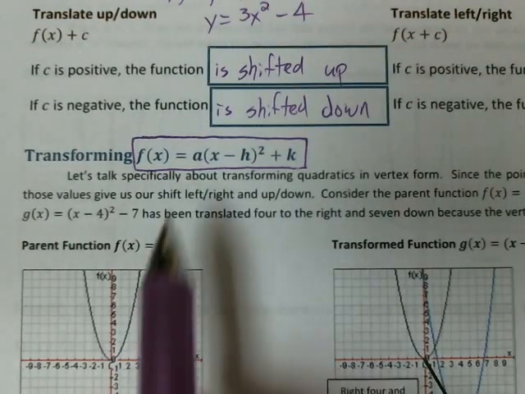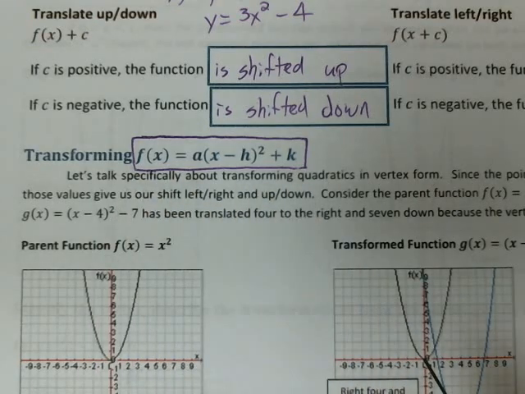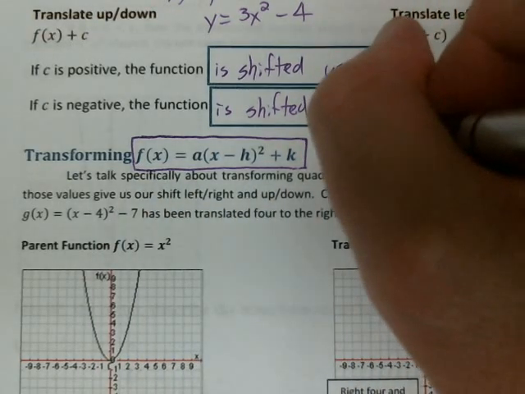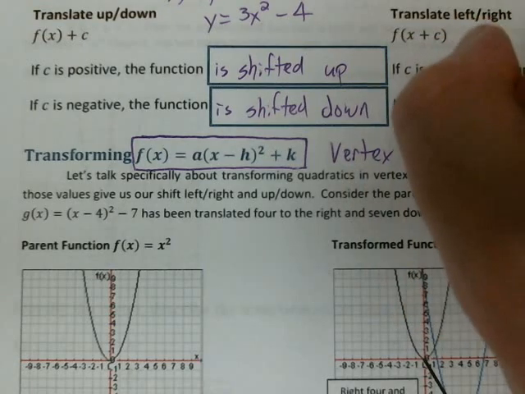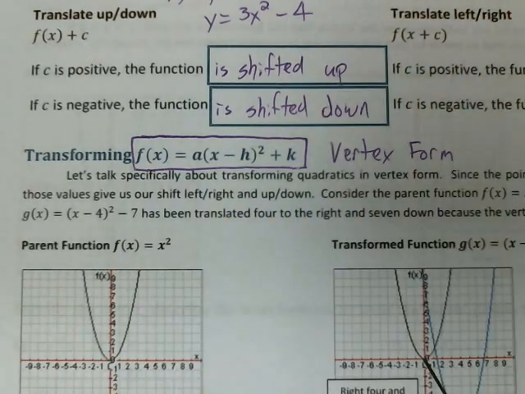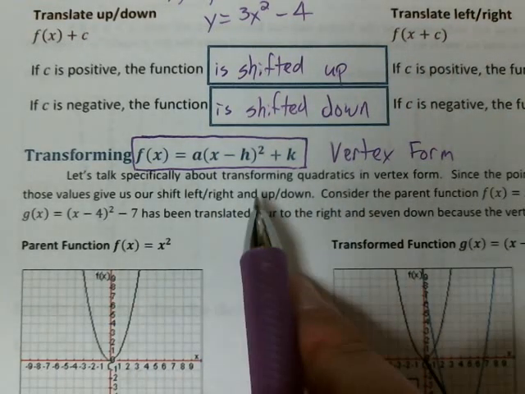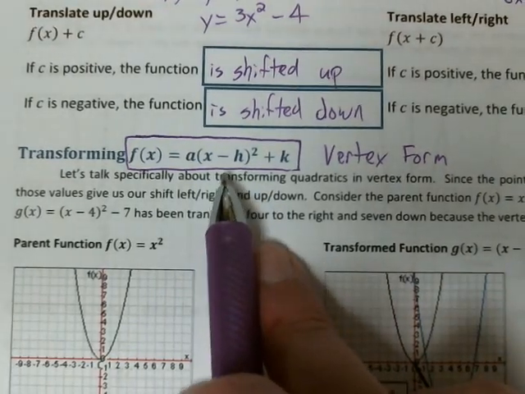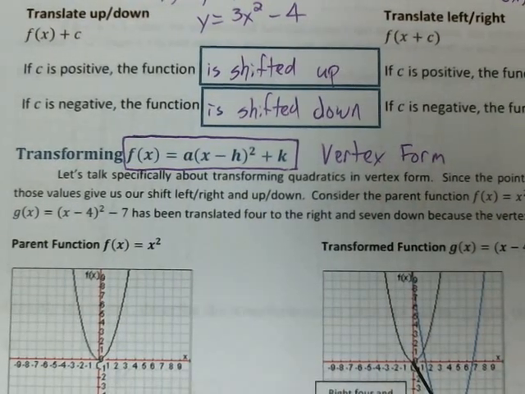Now remember, f of x just means function. So that could be f of x equals y equals, they all mean the same thing. So put that in your notes. This is vertex form for a quadratic. Now why is it called vertex form? Because when I'm in this form, I can immediately tell you what the vertex is.